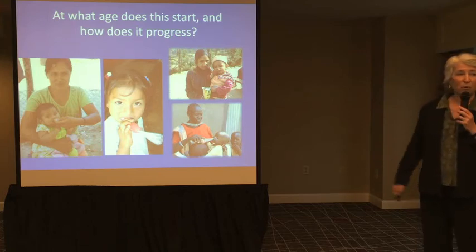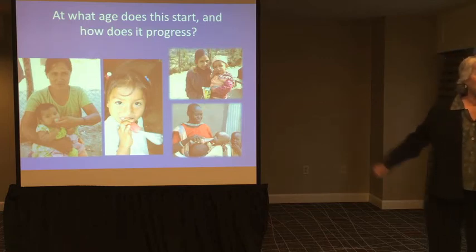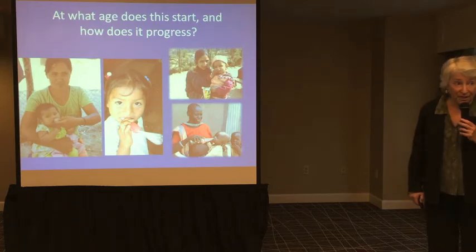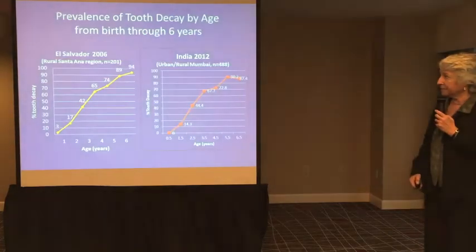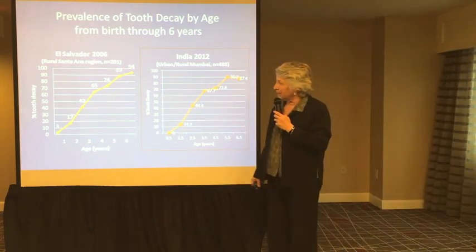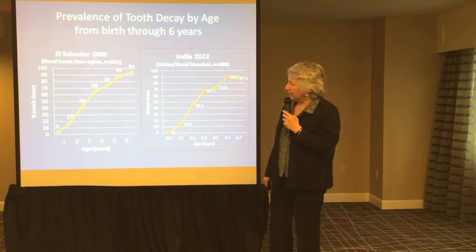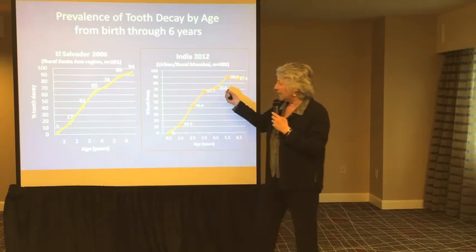So I just want to point out a little data from our studies. At what age does this start and how does it progress? Here you can see parents giving their infants junk food. This is just some preliminary data from a couple of countries where we have convenience samples of populations of children in the communities, from El Salvador and from India here.